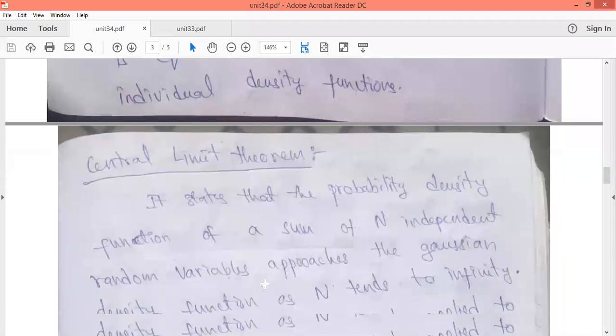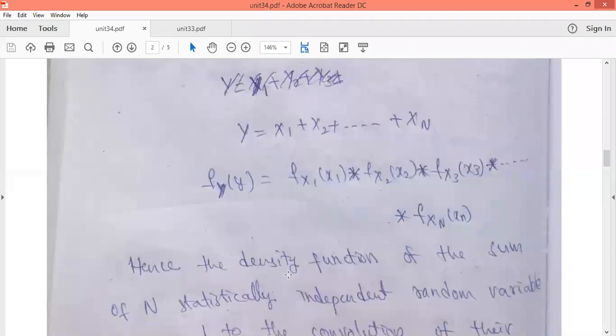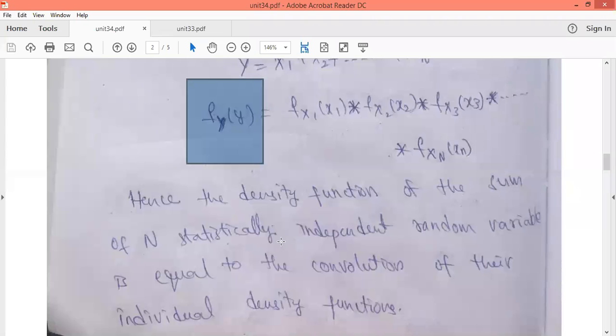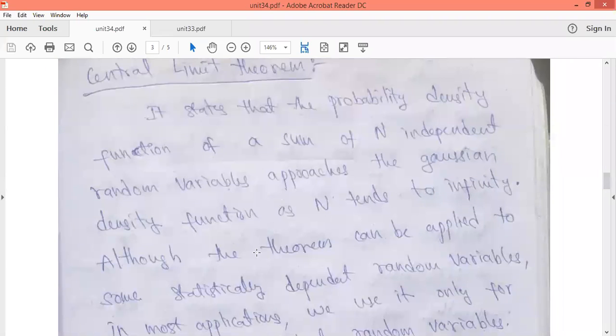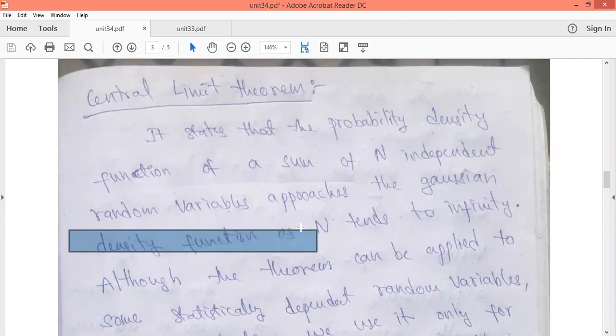Okay. So the central limit theorem says that if this n value approaches infinity, that is, we have the sum of an infinite number of random variables, in that case the probability density function of the sum of an infinite number of random variables will approach the Gaussian density function. This is called the central limit theorem. So the central limit theorem states that the probability density function of the sum of n independent random variables approaches the Gaussian density function as n tends to infinity.